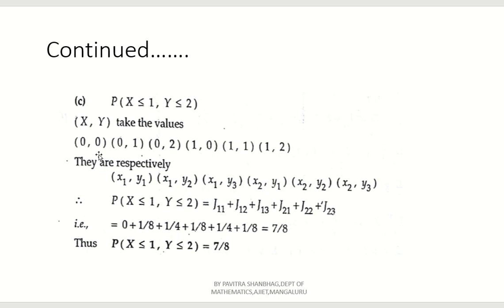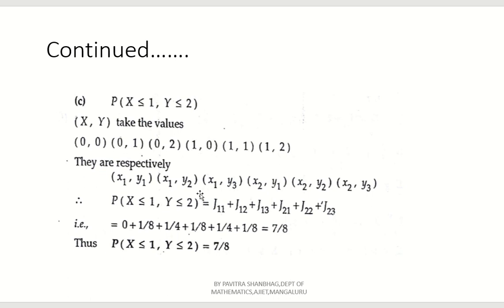When x is 0, y possibilities: x0, y0, x0, y1, x0, y2. So these are three combinations for 0. Next, take the value x1 and y varies: x1, y0, x1, y1, x1, y2. So these are 6 possible combinations. So x0 and y0 when? x1, y1 case. x0, y1 when? x1, y2 case. So x1, y1, x1, y2, x1, y3. Next, x2, y1, x2, y2, x2, y3.